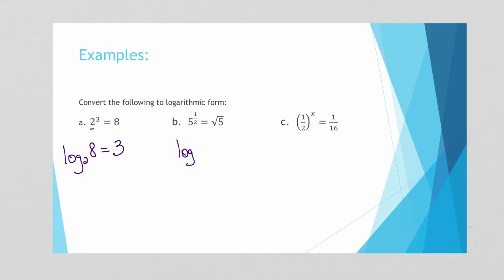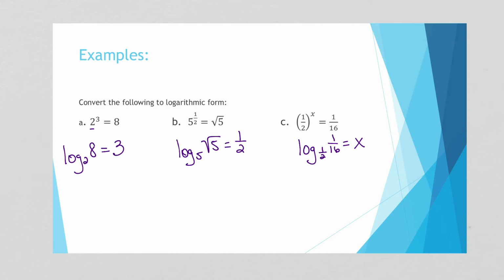Log, our base is 5. What it's equal to goes right here, and then the exponent goes on the other side. Okay? All right, remember, base to that power equals that. All right, let's do the last one. Log of 1/2, and then we have what it's equal to equals our exponent.